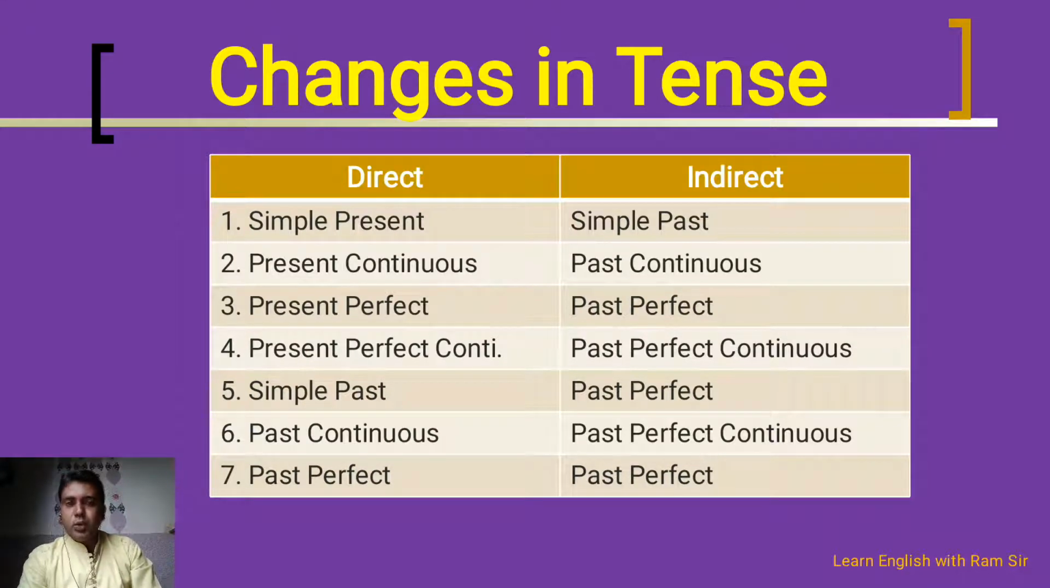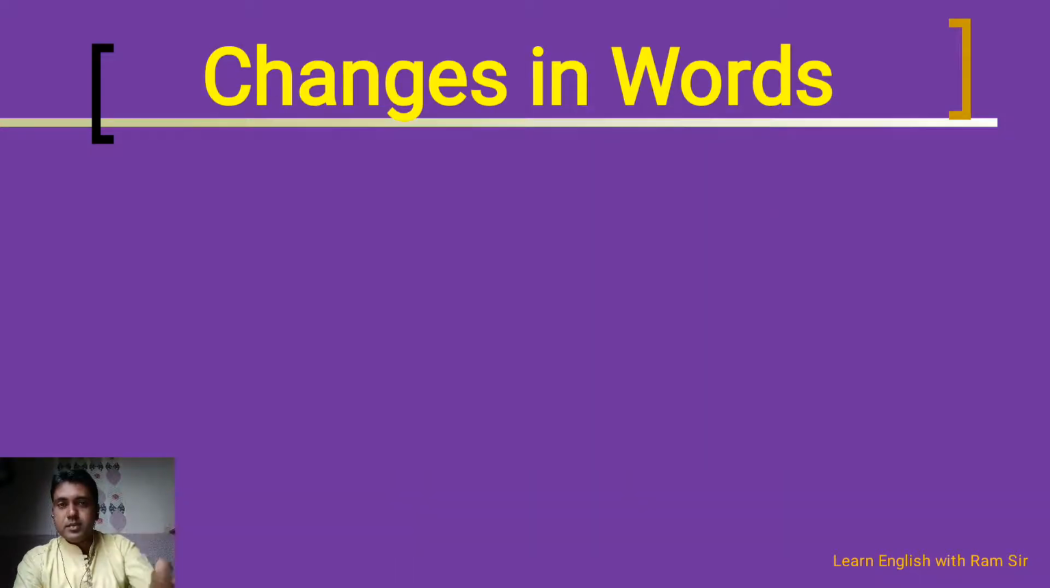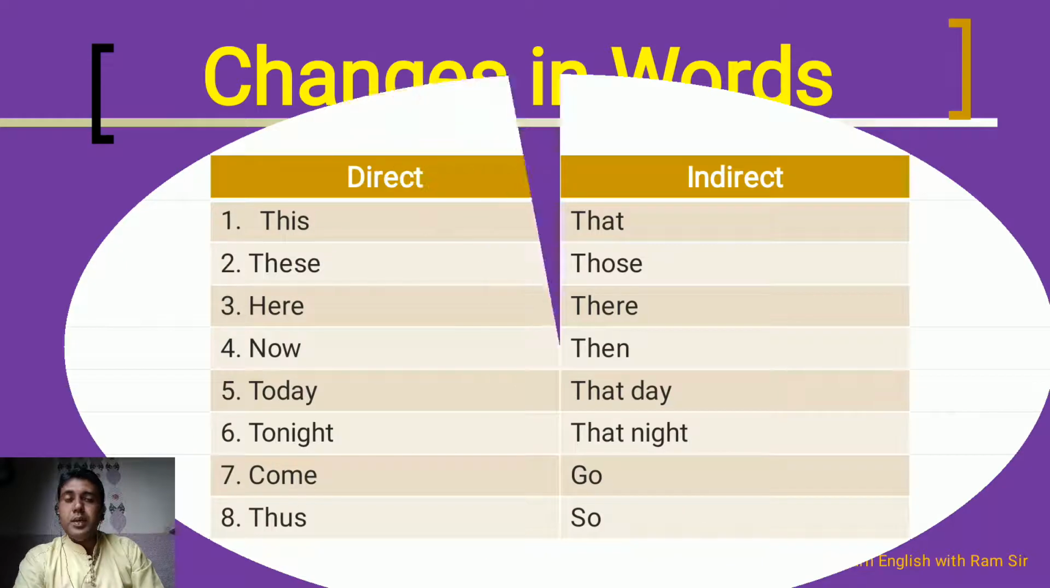In the future tense, you have to convert will into would. We'll take the examples of future tense afterwards. But before that, we need to discuss some of the words which we need to change whenever we have a sentence in direct speech. If we convert the particular statement into indirect speech, that time you have to make some changes in words as well and some changes in pronouns as well. So let's see the changes in words. These changes are also important.